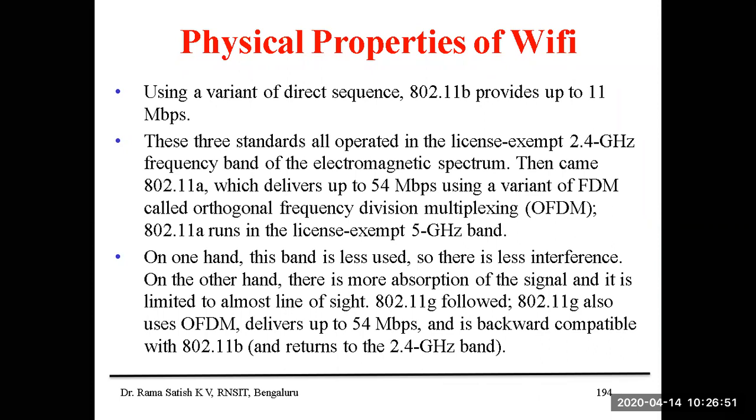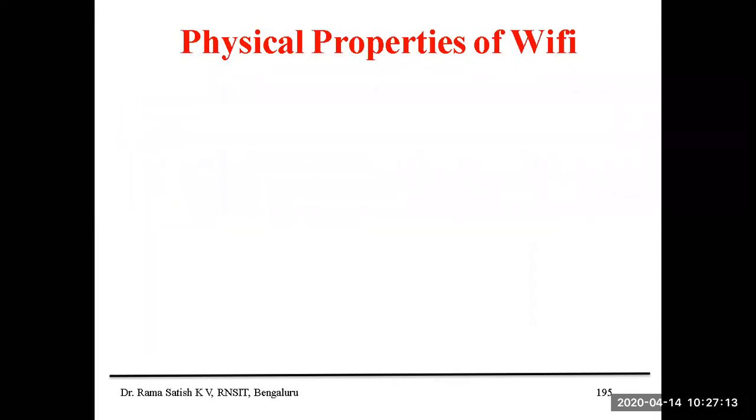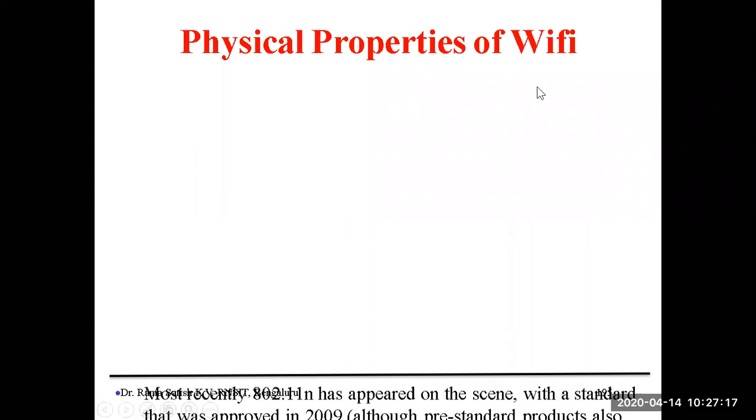802.11g is followed, and 802.11g is one of the most popular. It also uses orthogonal frequency division multiplexing, delivers up to 54 Mbps, and it is backward compatible with 802.11b. So these are some of the physical properties that one can expect from Wi-Fi.